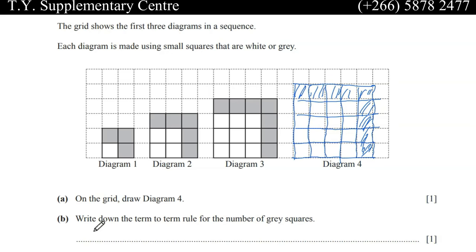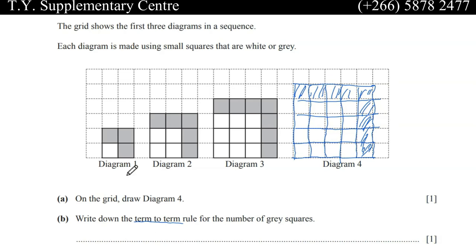Now we're also told to write down the term to term rule for the number of gray squares. Term to term rule simply means what do you do to get the next term in the sequence. That is, what do you do to the previous term to get the term that will follow the particular term that you are looking at.